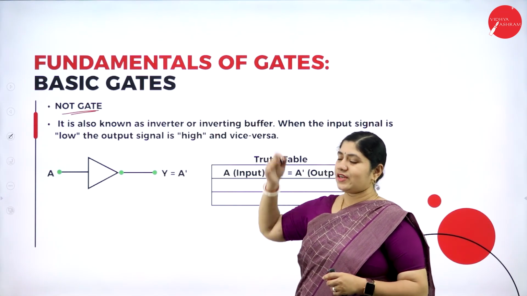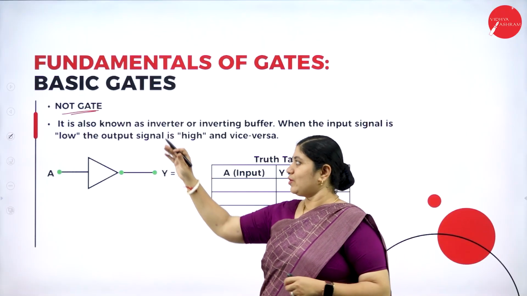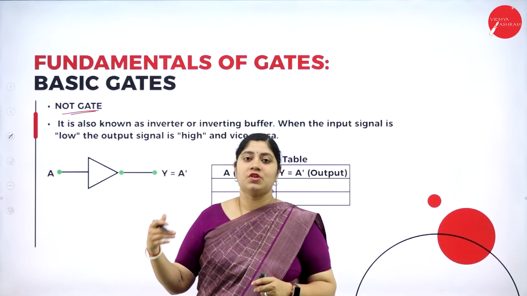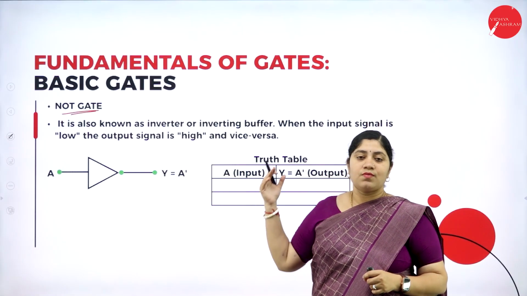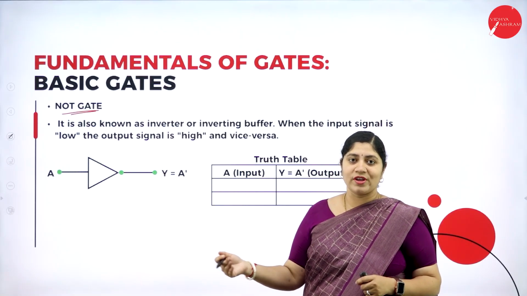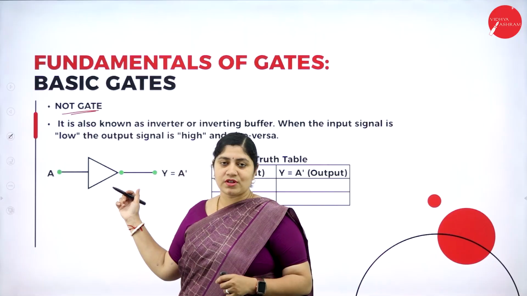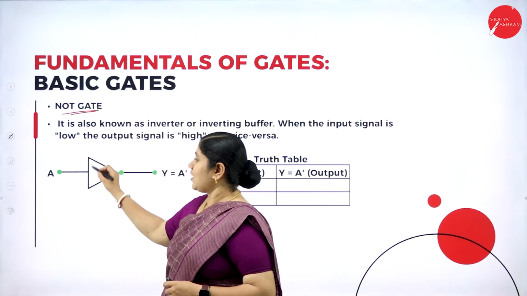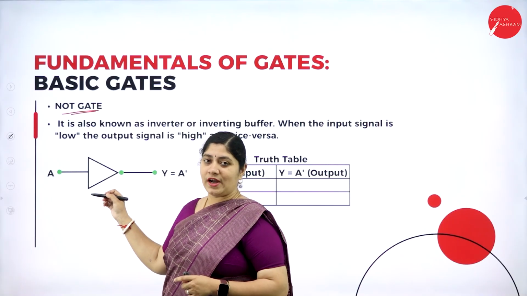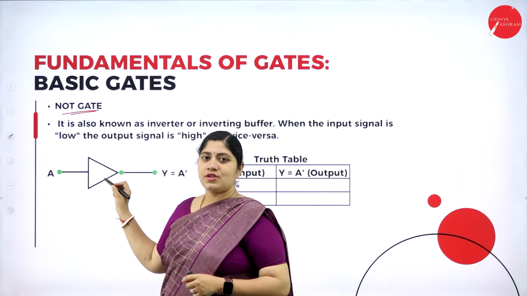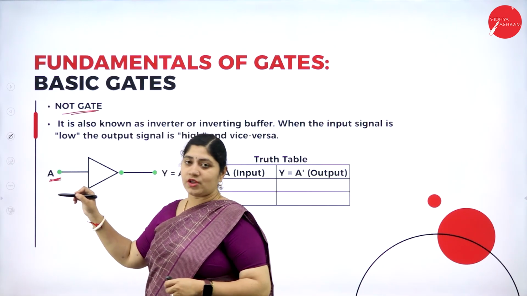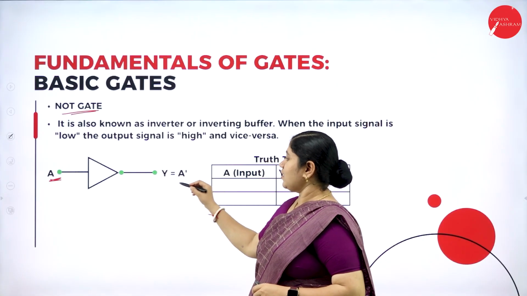Let's see the first fundamental gate, which is the NOT gate. Yes, a NOT gate is also called an inverter or inverting buffer, because whatever input you give, it will provide you an inverted output. Let's see the logic symbol for the NOT gate. It is very similar to a diode symbol, but with a notch included. So this forms a NOT gate, and here whenever my input is A, I'll get an inverted output.